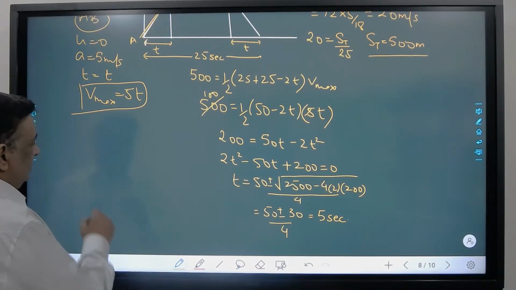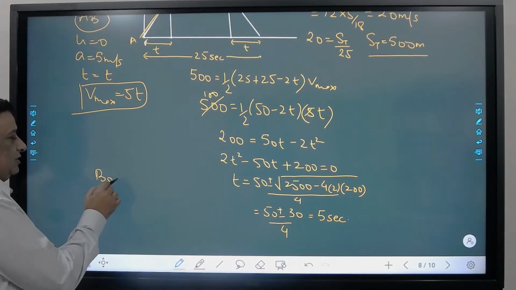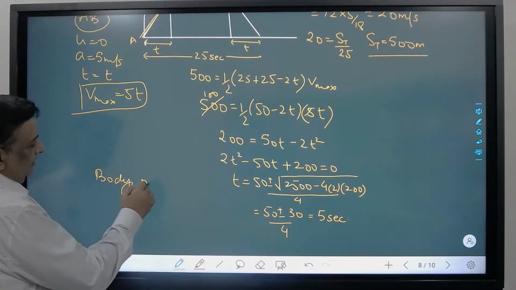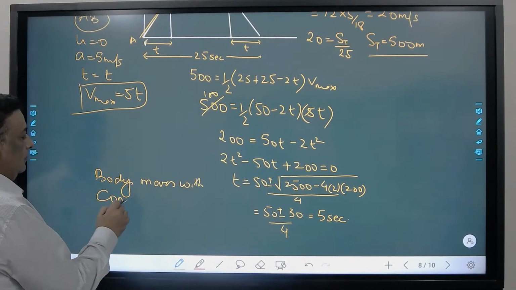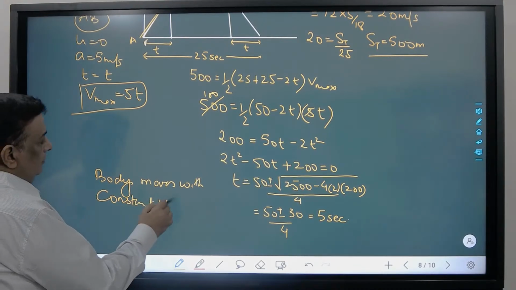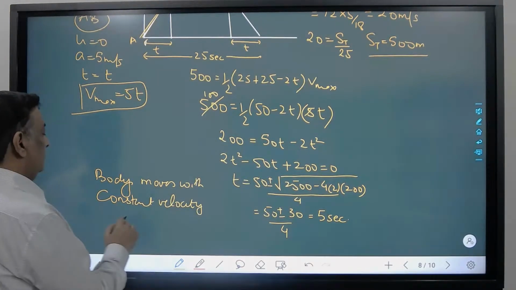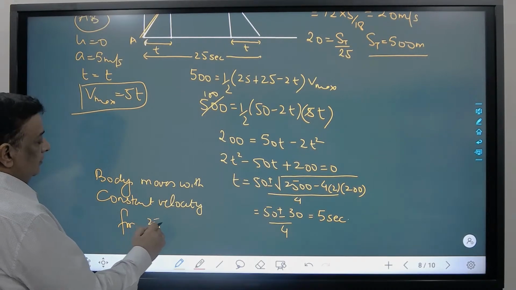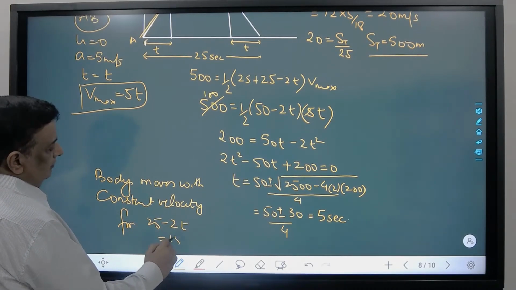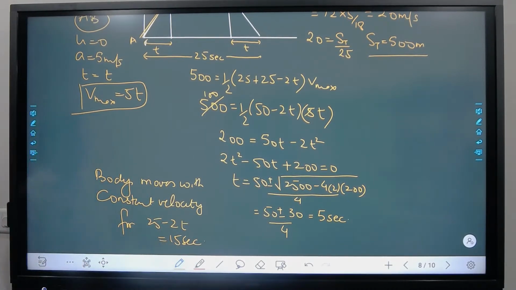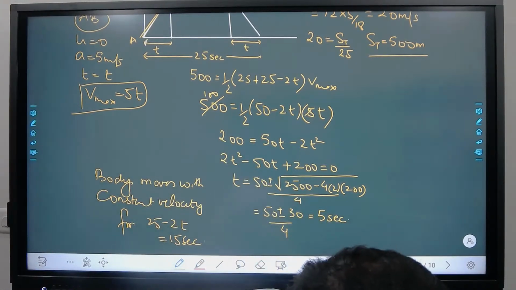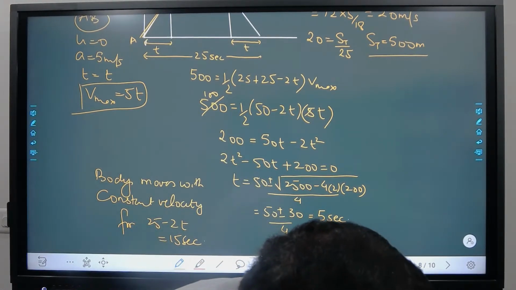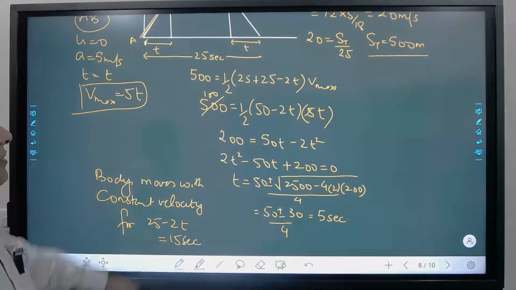So the body moves with constant velocity for 25 minus 2t, that means 15 seconds. What part do you want me to explain?